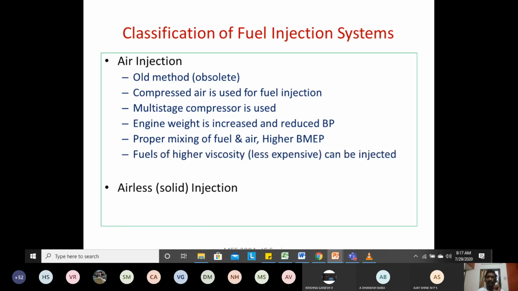And we can use fuels of low grade quality or fuels of very high viscosity. And if you go for low grade fuel or highly viscous fuel, then the fuel cost is going to be less. It is going to be less expensive. So less expensive fuels can be used. These are the advantages we get for the air injection system, right?